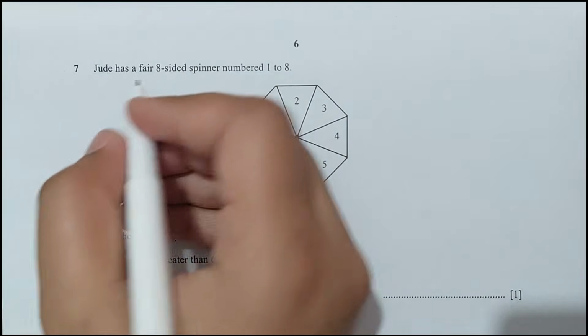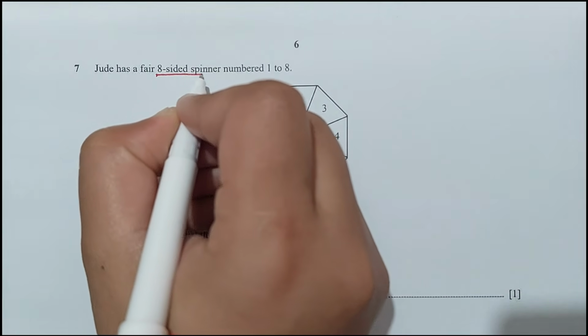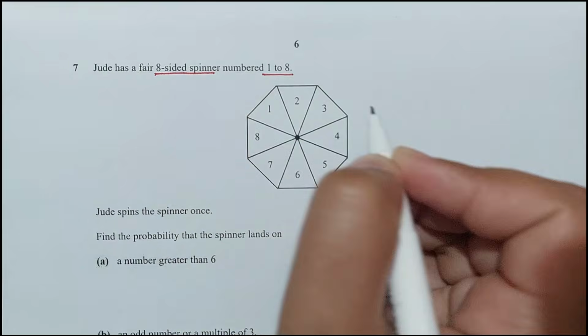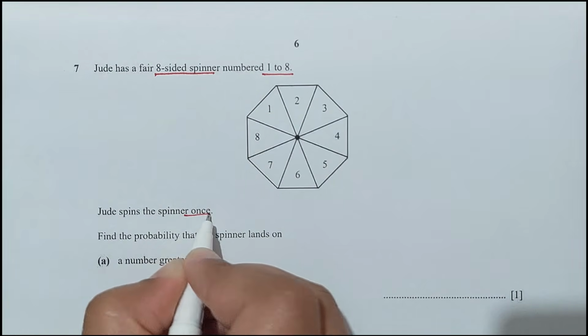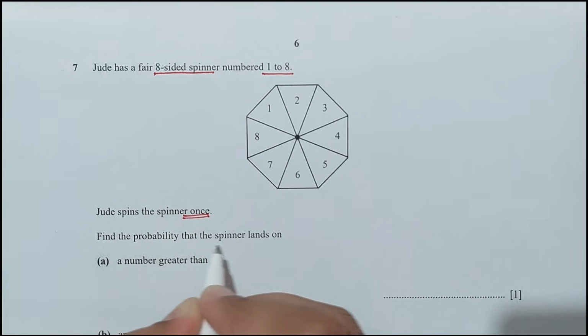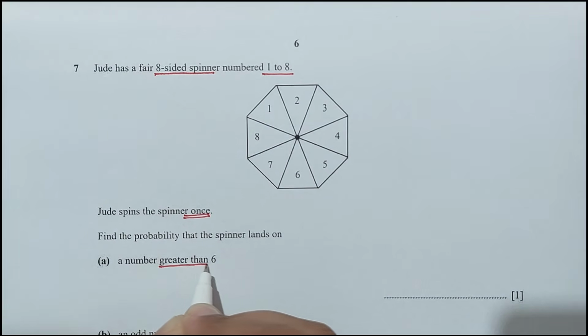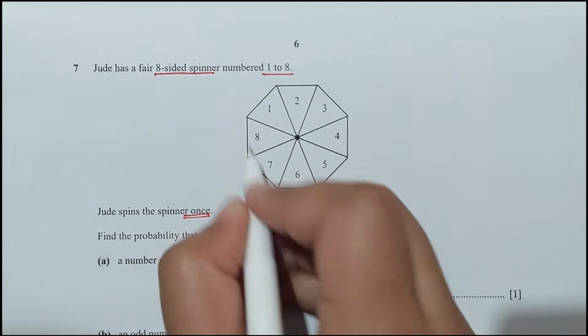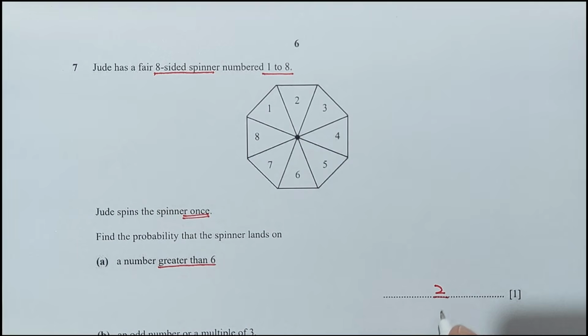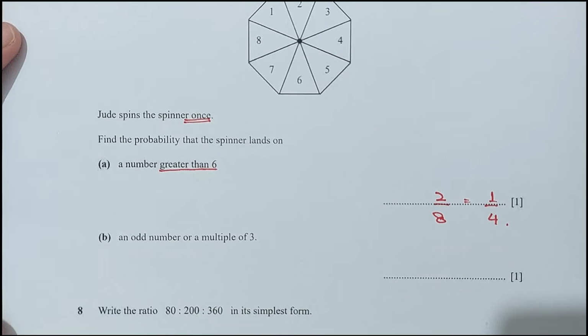Question number 7. Judy has a fair 8-sided spinner numbered 1 to 8. Judy spins the spinner once. Find the probability that the spinner lands on part A, a number greater than 6. How many numbers are more than 6? 2 numbers are more than 6 out of 8 numbers, or 2 times 1 is 2, 2 times 4 is 8. Now for part B, an odd number or a multiple of 3.